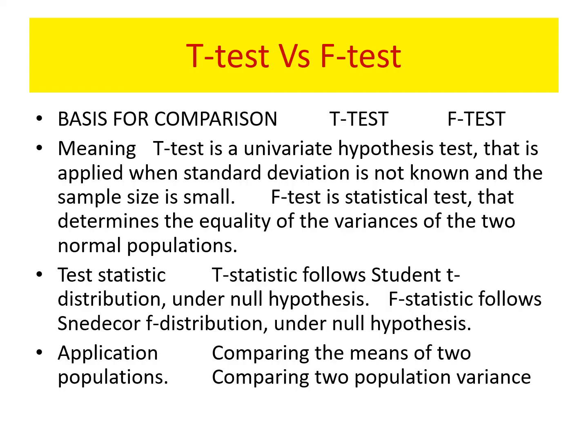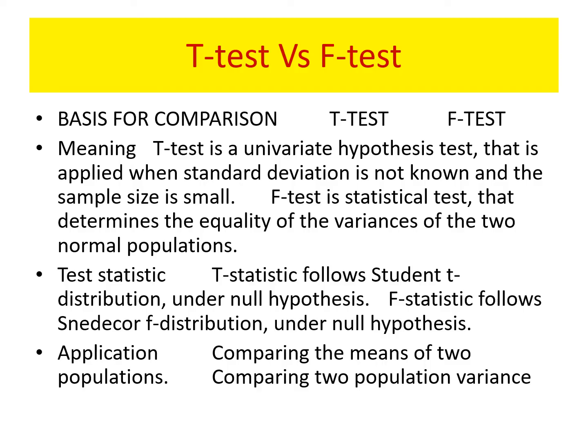So if you hear F distribution, the F-test is being used, and that is to test the analysis of variance, because you analyze and then you interpret. So you make use of ANOVA and then interpret it using the F-test, and you are going to use the Snedecor F distribution under the null hypothesis. Okay, for the application, we make use of the means of two to compare, while two population variances are being compared for the F-test.